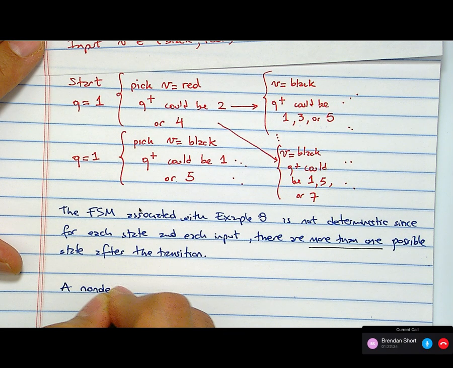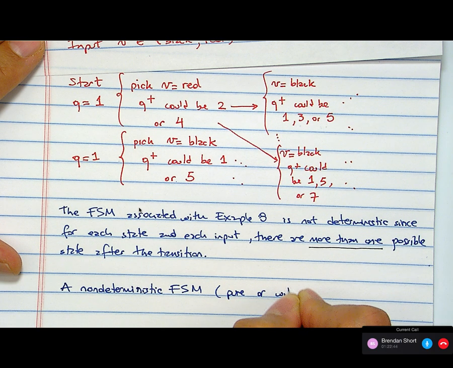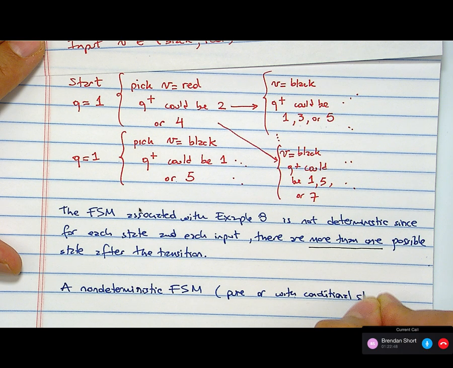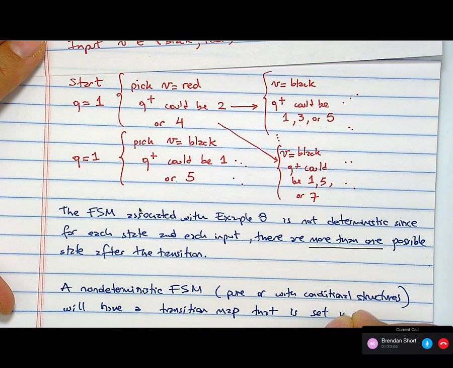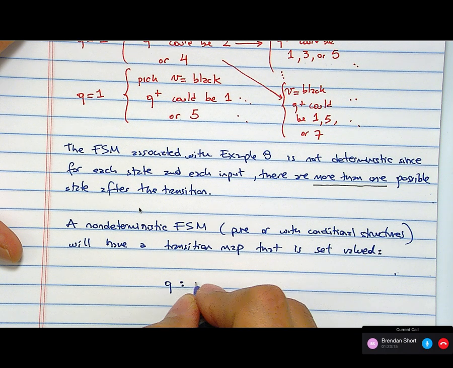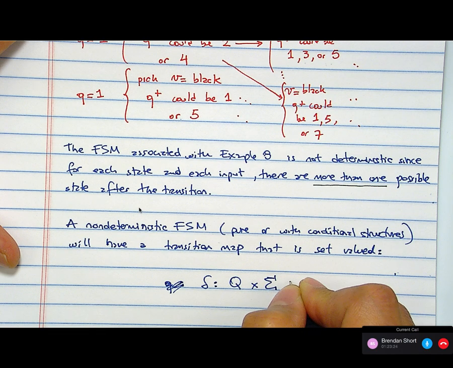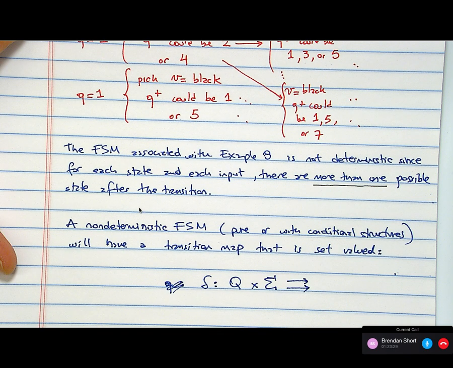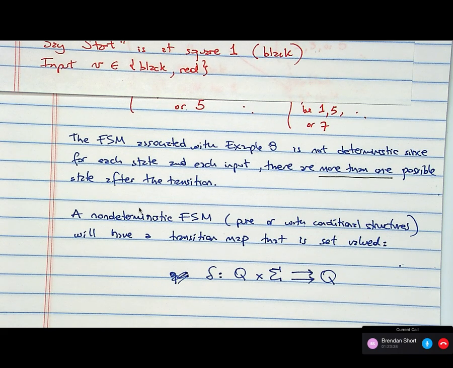So a non-deterministic finite state machine will have a transition map, not function, that is set valued. So delta will be from Q cross the input. Now it will be mapping to sets, and this double arrow will do that for us, to elements in Q. Is that a cross? Are those two matrices?